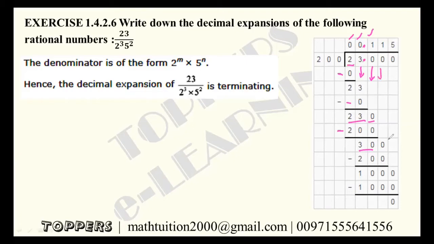Then we can bring the next 0 down. 300. How many times? One time. One time 200 is 200. 300 minus 200 is 100. We can bring the next 0 down. So we'll get 1000. How many times? 5 times exactly. 5 times 200 is 1000. 1000 minus 1000, we got 0 as a remainder, right? It is finished. So it is a terminating decimal expansion, right?